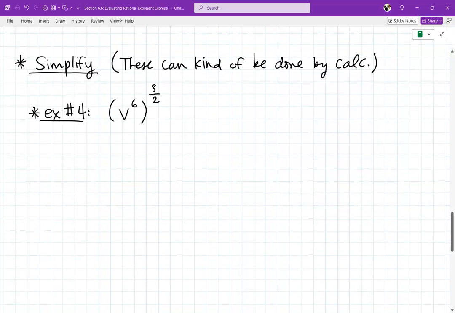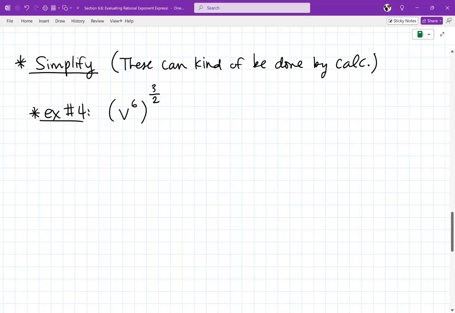Now, the next problems. I said these can kind of be done by calculator, okay? If it's just a variable, you can't put variables into the calculator unless you have a really expensive one, okay? But these are $20, so we can't. Okay, so you cannot put variables into a calculator, but we could do the property on the calculator.